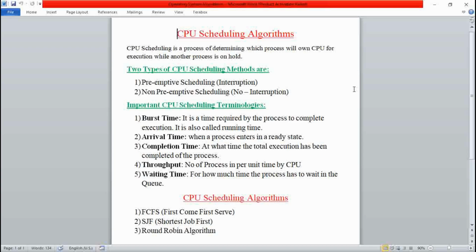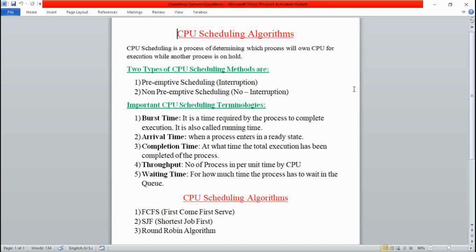There are basically two types of CPU scheduling methods. The first is preemptive scheduling, and the second is non-preemptive scheduling. Non-preemptive is also called no interruption, and preemptive is called interruption. Means in preemptive scheduling there is an interruption, a break while the process is being executed, and in non-preemptive scheduling there is no interruption while the process is being executed.